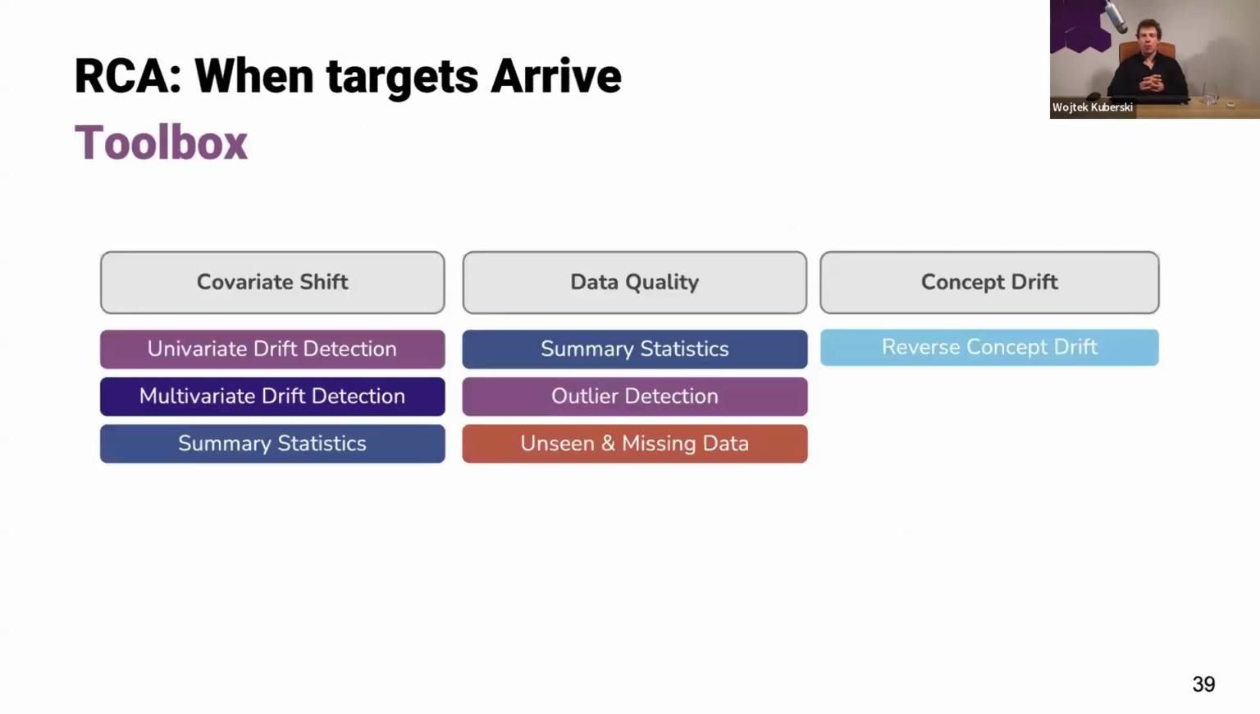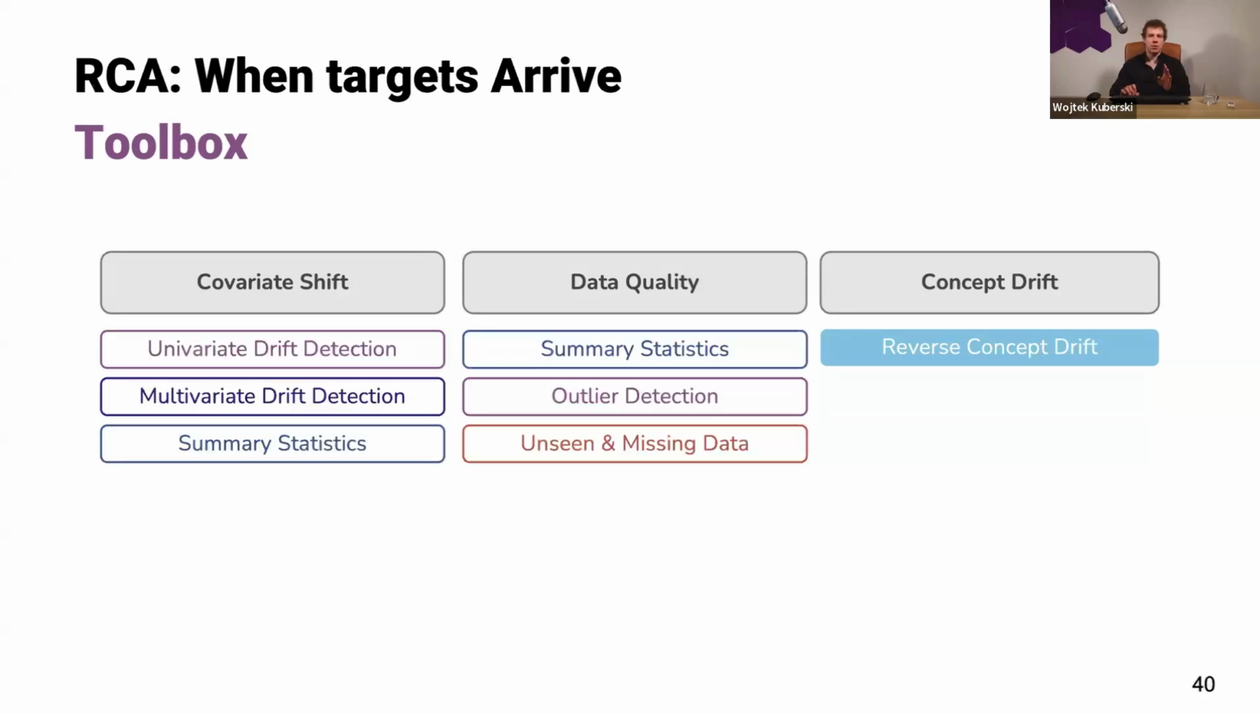So let's talk about root cause analysis after the targets arrive. Our toolbox is the same, except it's expanded with concept drift detection techniques. We could do the same thing as we did before with covariate shift and data quality, but hopefully most or ideally all issues that could have arisen due to covariate shift and data quality are already resolved, because we noticed them via estimated performance and managed to resolve them. So I'm going to assume here that these issues are resolved, and I'm going to focus on the one root cause that we cannot really diagnose with estimated performance, which is concept drift.